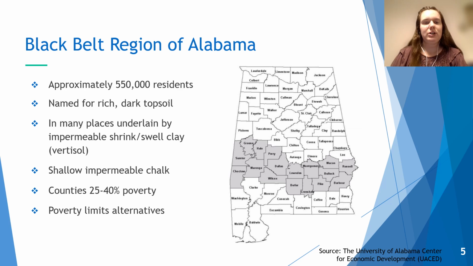The Black Belt region of Alabama has approximately 550,000 residents. It's named for the rich, dark topsoil that in many places is underlain by an impermeable shrink-swell clay known as a vertisol. There are also shallow impermeable chalks in this area. These soil conditions prevent the use of conventional septic tank systems in many of the areas. These counties, though, have a 25 to 40% poverty rate, so this poverty limits the residents' ability to have access to affordable alternatives for their wastewater treatment.